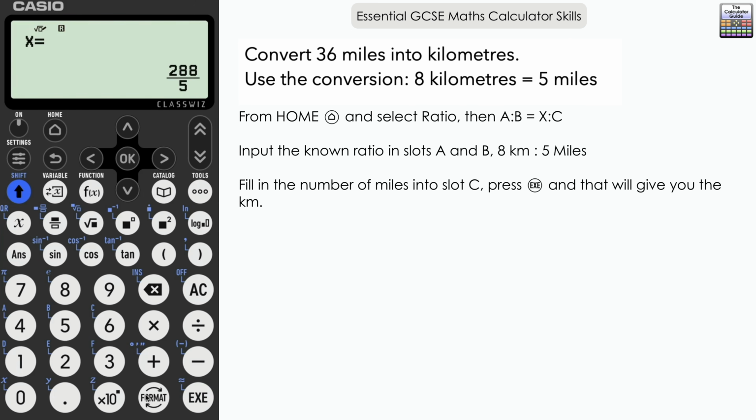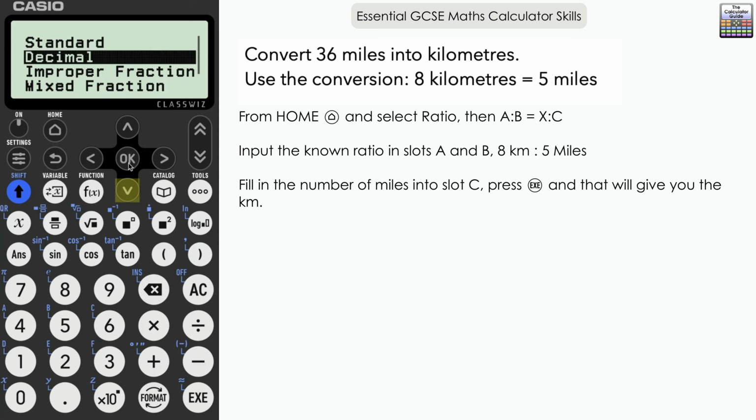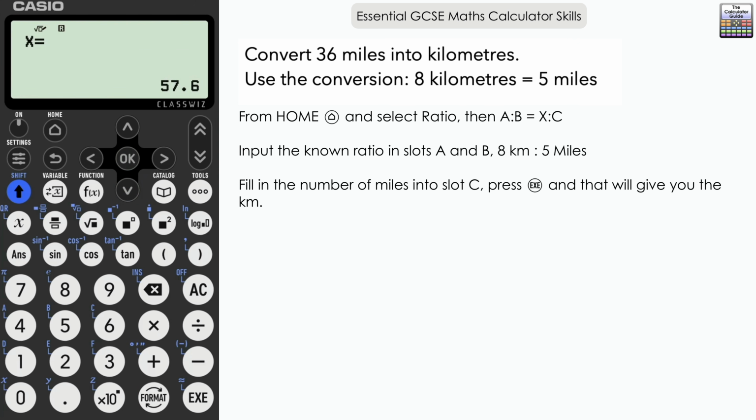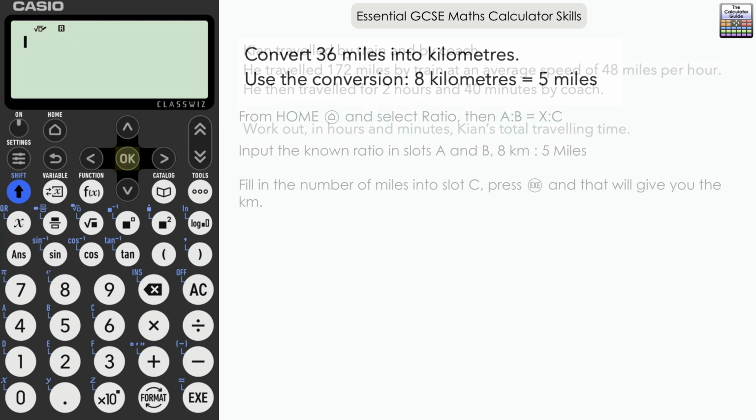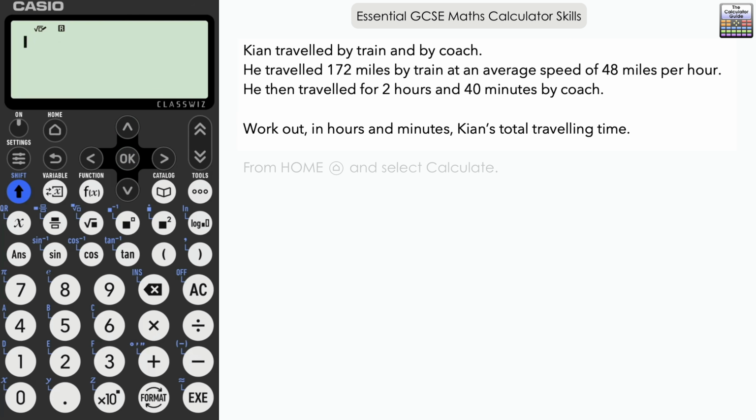We've got it as a fraction here. Let's use format and decimal to change that to 57.6 kilometres. Back to calculate. Kian travelled by train and by coach. He travelled 172 miles by train at an average speed of 48 miles per hour. He then travelled for 2 hours and 40 minutes by coach. Work out in hours and minutes Kian's total travelling time.